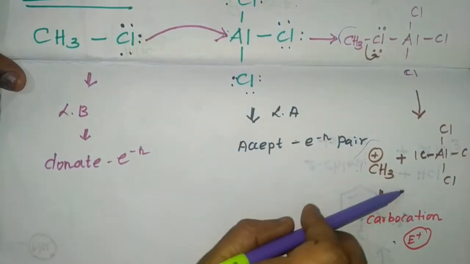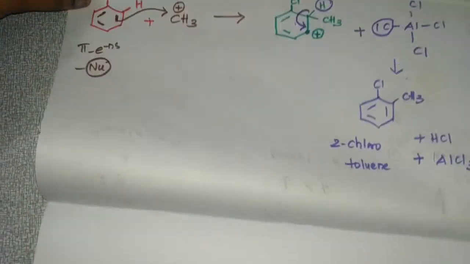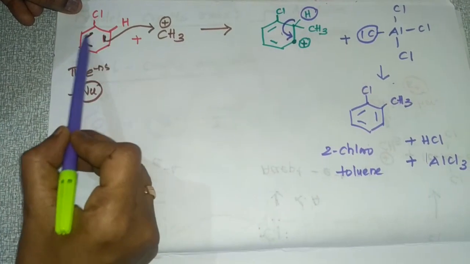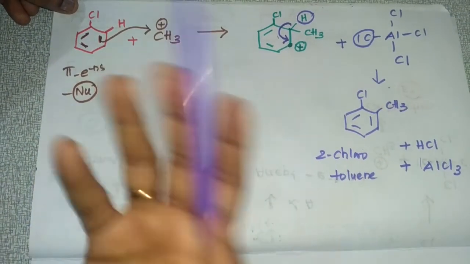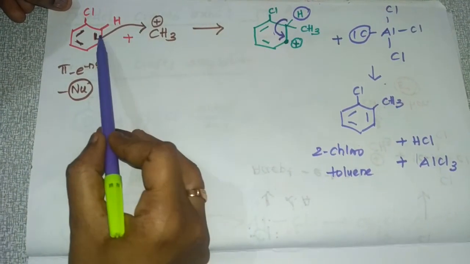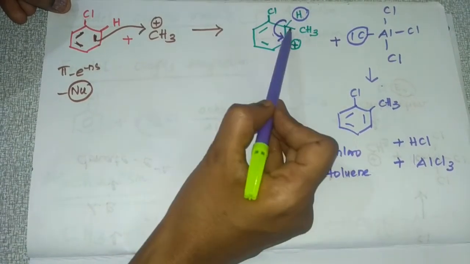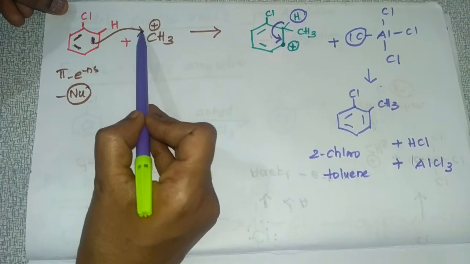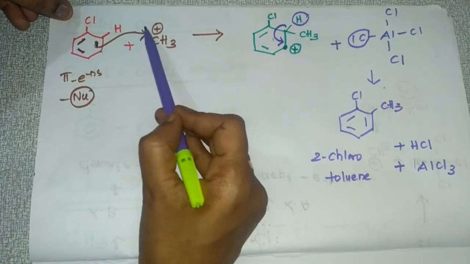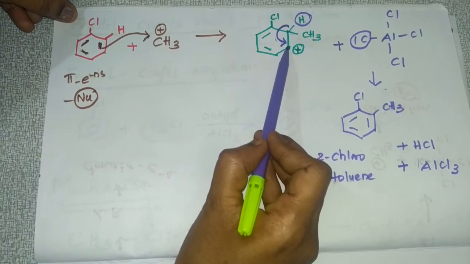So this carbocation will attack this chlorobenzene. That is what I had shown here. This carbocation will attack this benzene ring, and the pi electrons present in the benzene ring will act as a nucleophile. So it will attack this carbocation, and a bond is formed, and the product will be like this. This bond is formed by the pi electrons from this carbon atom. This carbon atom is donating the electrons, and what will be the charge of this carbon? It will be a positive charge.